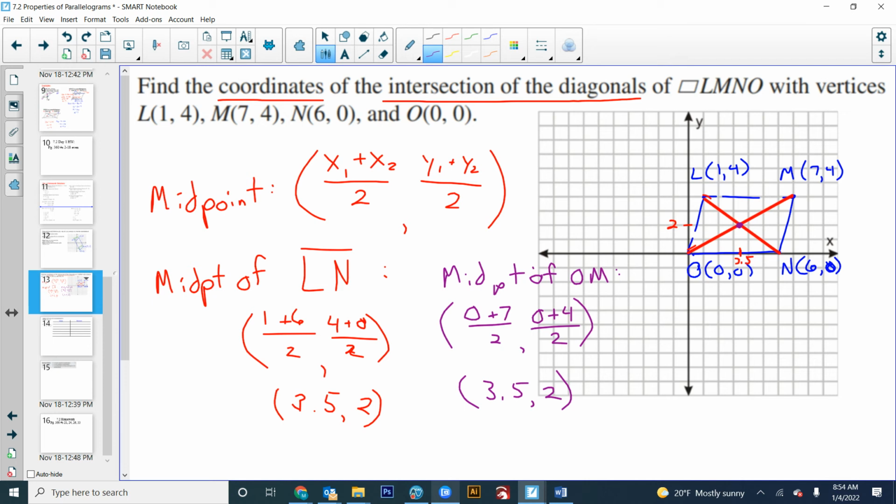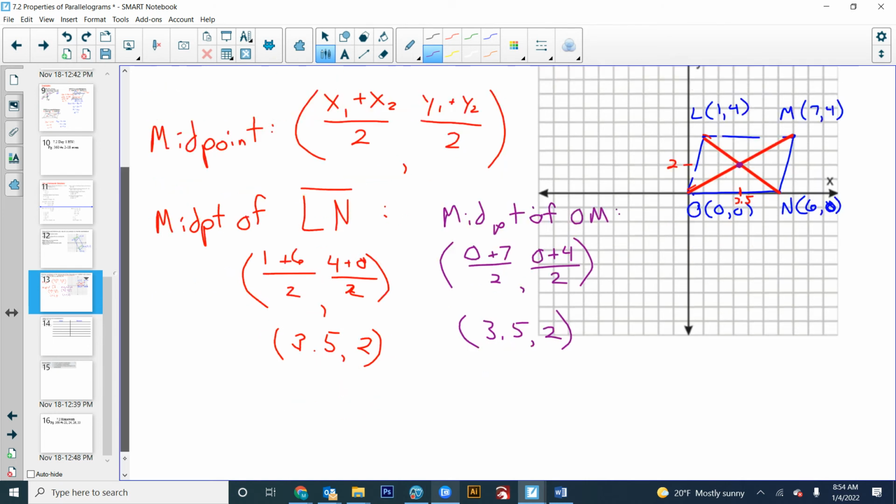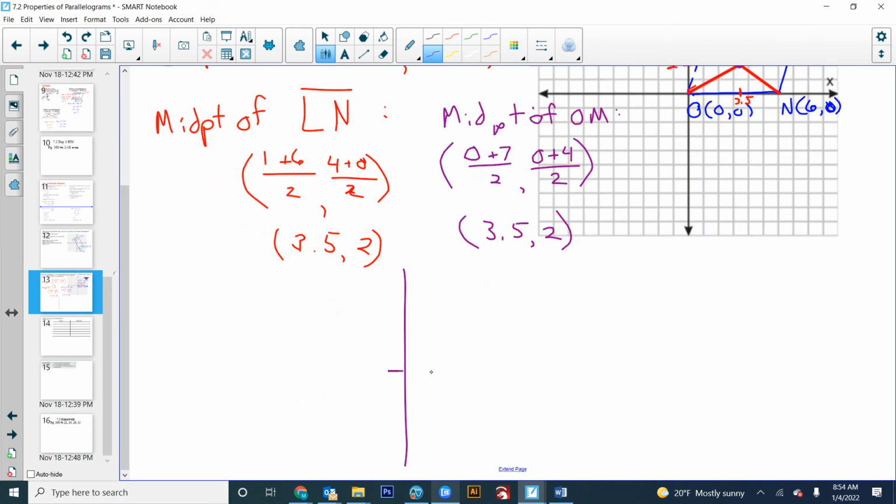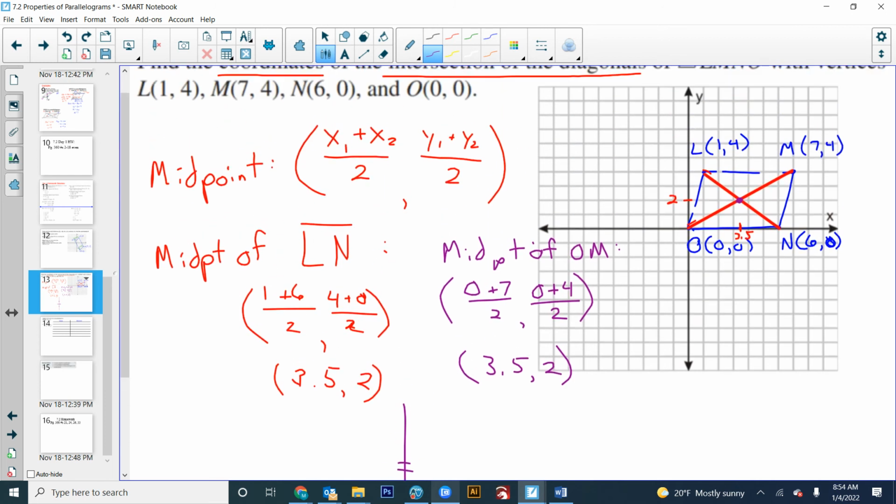Does that mean the diagonals are congruent? There's a lot of vocabulary going on here. Because they have the same midpoints, does that mean that diagonals are congruent, the same length? No. Remember my example? Can you have two segments that cross at each other's midpoints where the segments are not congruent? Yes. So just because the diagonals cross at each other's midpoints does not make them the same length.